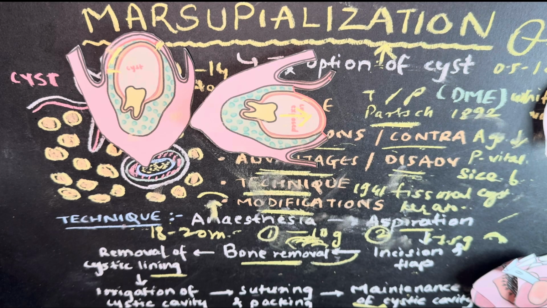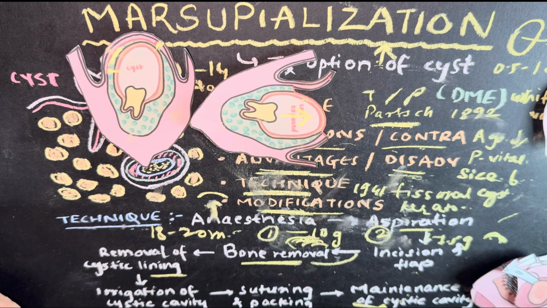So the next modification is marsupialization by making an opening into the maxillary sinus or the nose. Now this is done in the case of an extensive cyst of the maxilla that occupies a large portion of the antrum, roundabout half of it. So in that case you need to go for that modification of marsupialization.